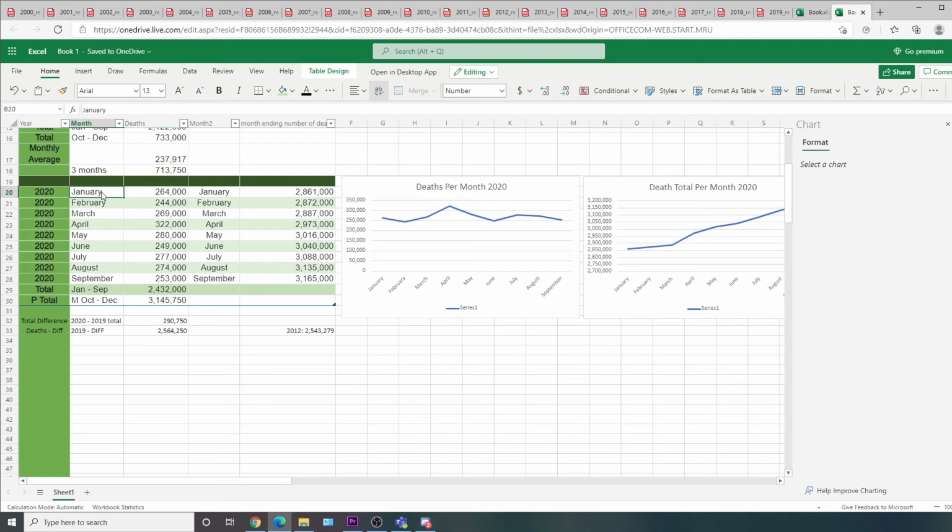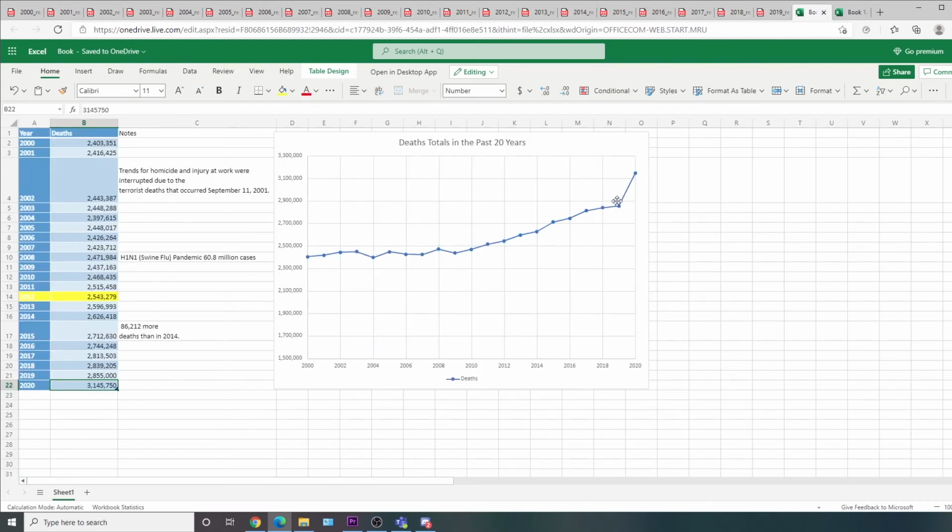As you can see, from January to September, the total was 2.4 million deaths. And there is no data for the October, November, December time frame. So I compensated by adding this total with 2019's monthly average. I think that is a fair thing to do. And I got the result of 3.4 million deaths. So as you can see in my previous chart, that spike is very noticeable and out of the ordinary.